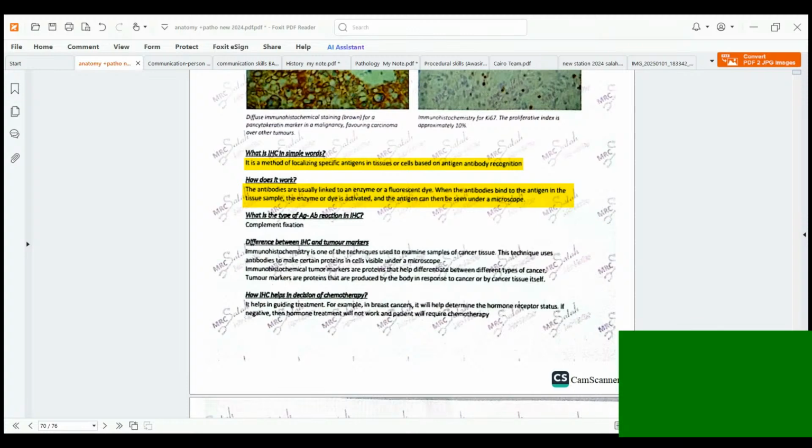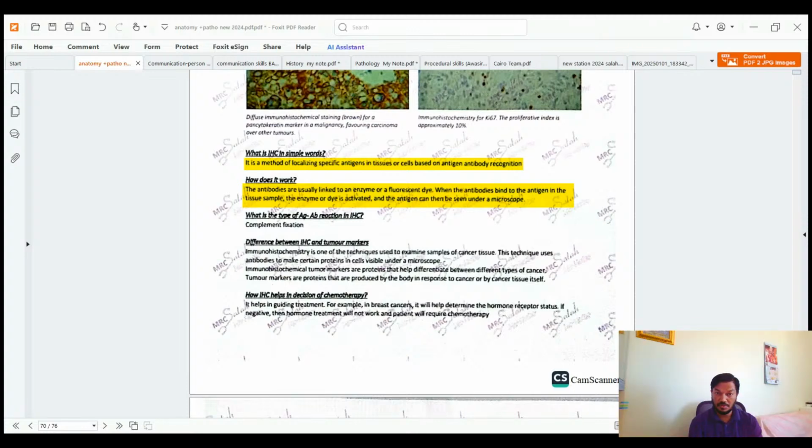What is the type of antigen antibody reaction in immunohistochemistry? It is complement fixation.